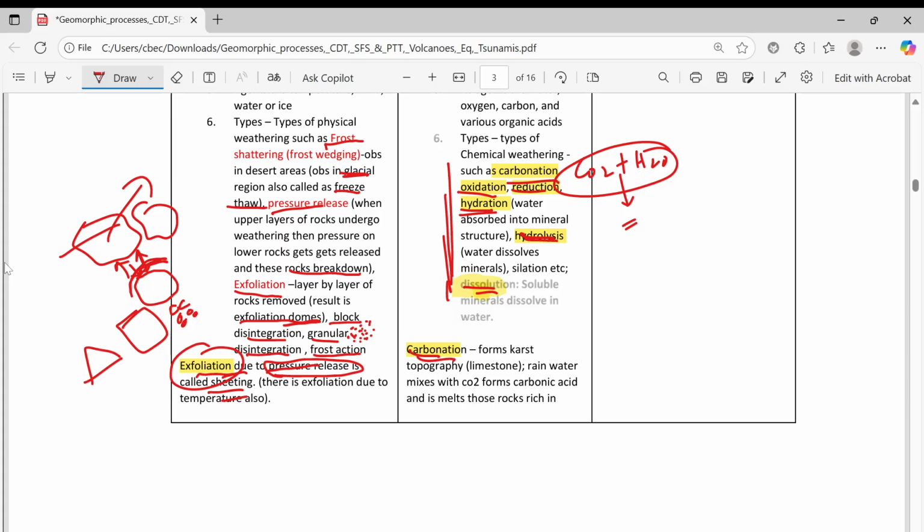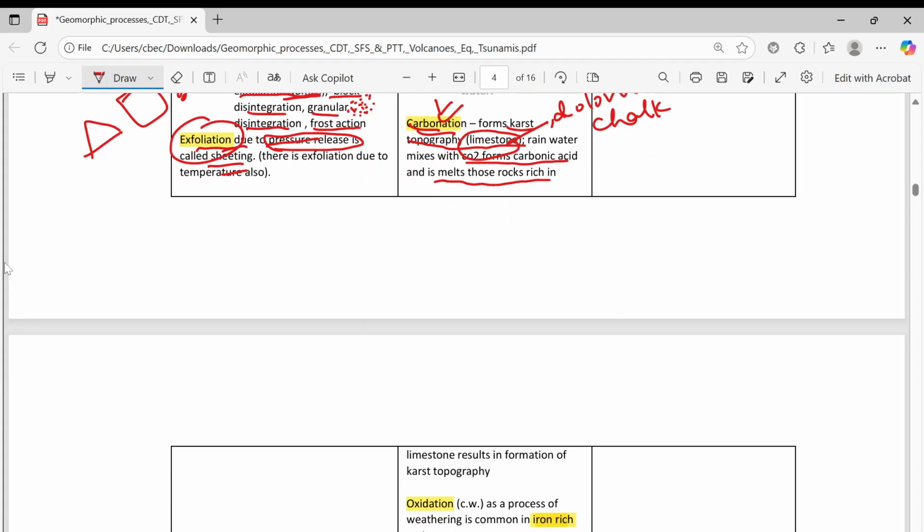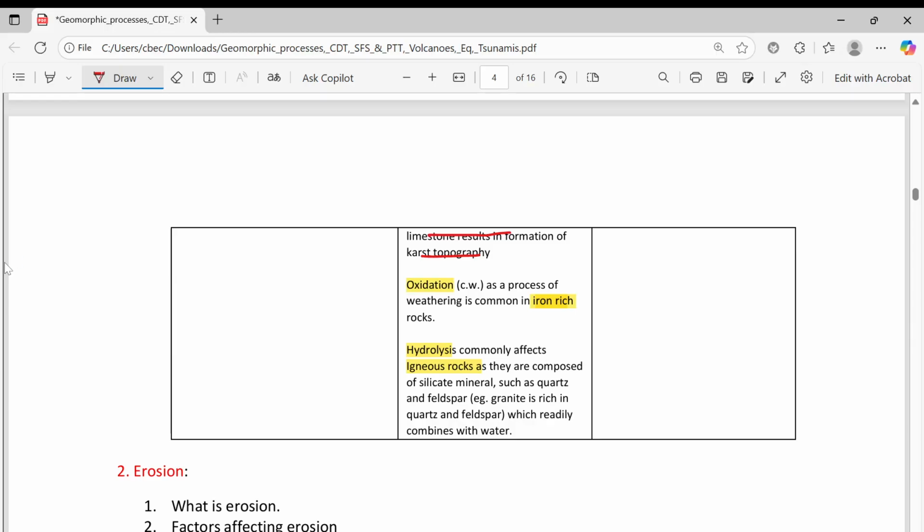So carbonation or carbonic acid is prominent in karst topography. Karst topography is prominent in limestone areas, in dolomite areas, or wherever there is chalk or gypsum. Wherever limestone is available, there karst topography is found. Here the main process is carbonation. CO2 forms carbonic acid and it melts these rocks rich in limestone, resulting in the formation of karst topography.